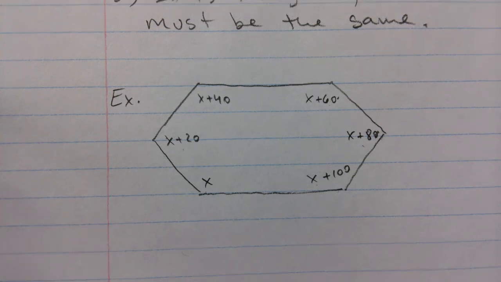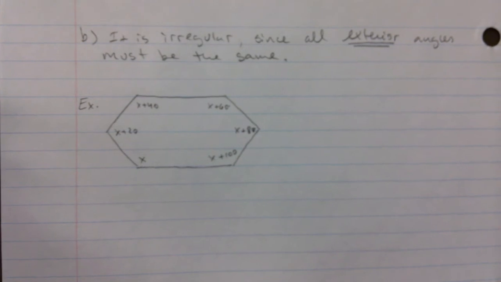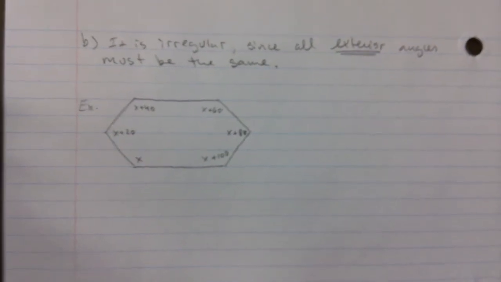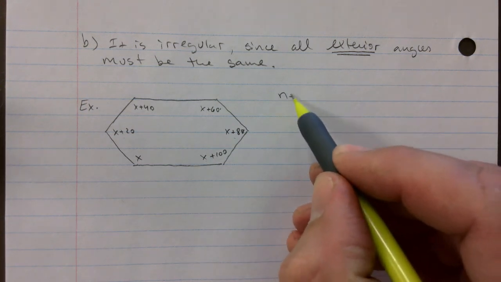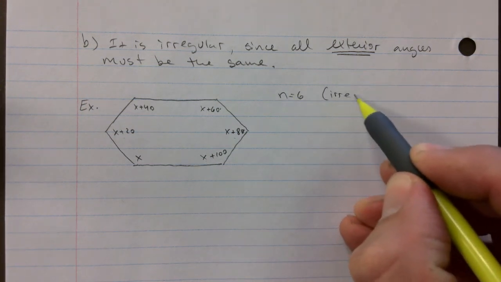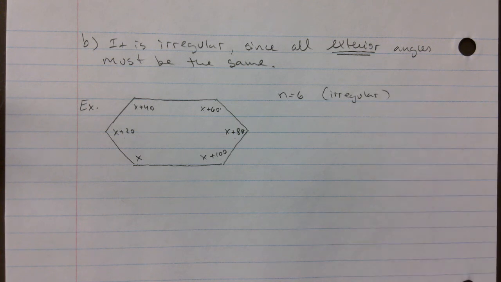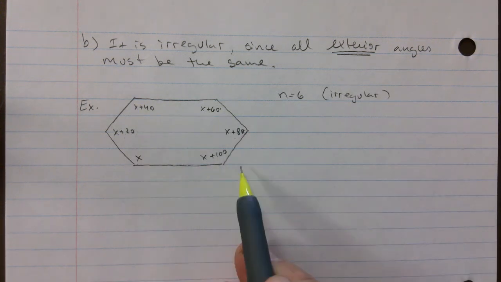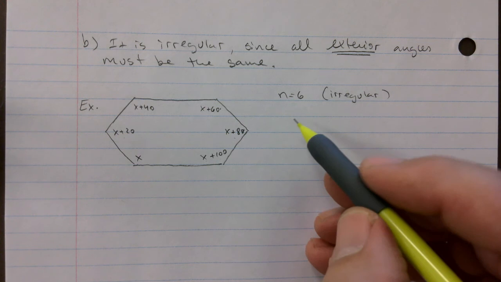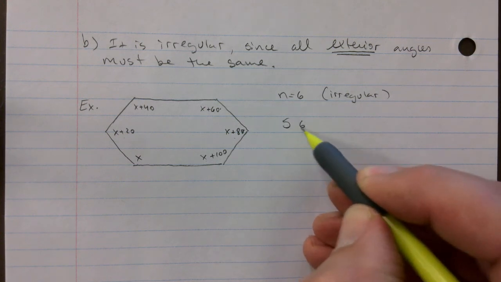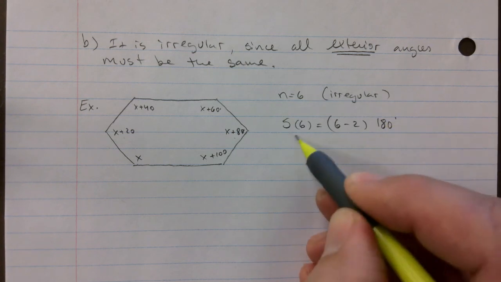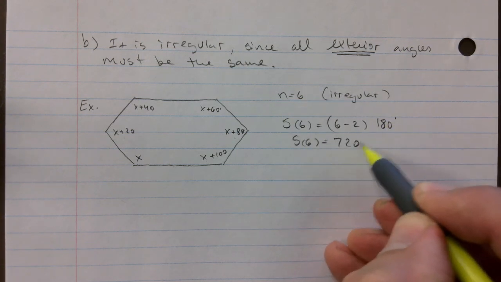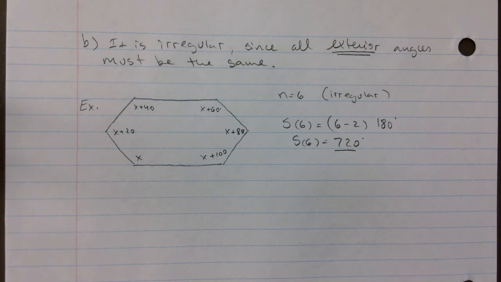Okay, so I'm going to zoom out. Because this can be applied to any shape, I'm actually going to use the formula, not just 720, right? n is equal to 6. It's irregular, by the way. Just make a note of that because it's stretched out, right? The sides are not all the same. Sum of 6 would be 6 minus 2 times 180, and that is 720 degrees. Sum of interior angles.